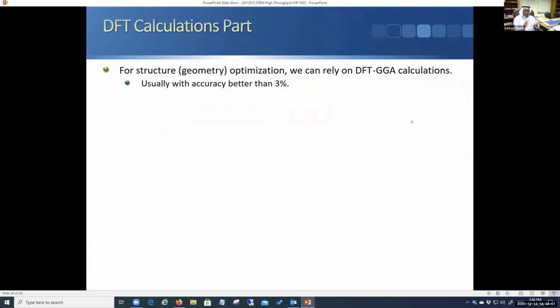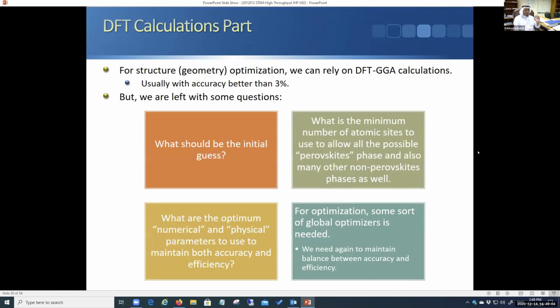Okay, now we go to some details for the calculations. For structural geometry, obviously, we can rely on DFT GGA. The accuracy is within about 3%, so it is really good. But we are left with some questions. What should be the initial guess? We don't know most of these materials; these are hypothetical materials. So we need to start from some point with an initial guess.